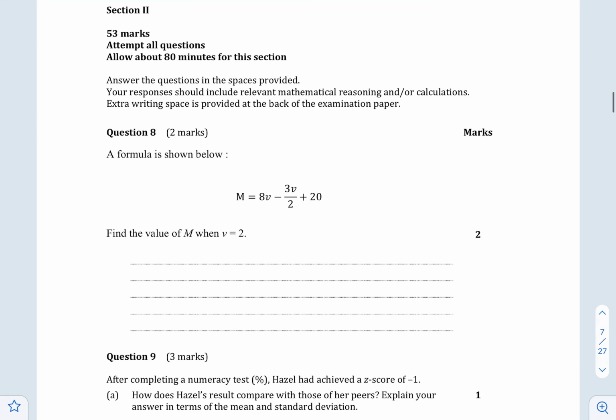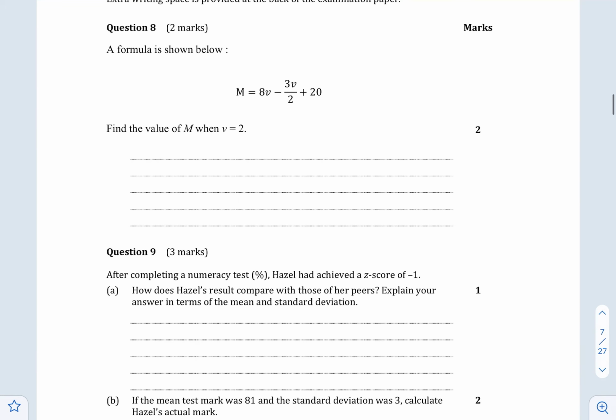That brings us to the written questions. So for question 8, we have to find the value of M when V is equal to 0 for that formula shown. So for this, I'm just going to put in brackets and include 2 whenever I see V. Now I could simplify that on paper, but I'm just going to type it straight into the calculator at this point and see what I get. I get 33. M is equal to 33.